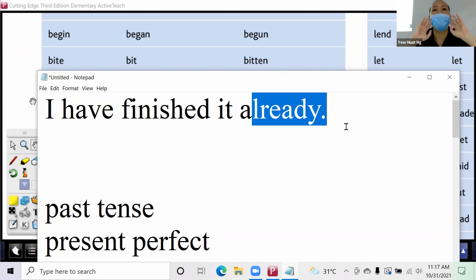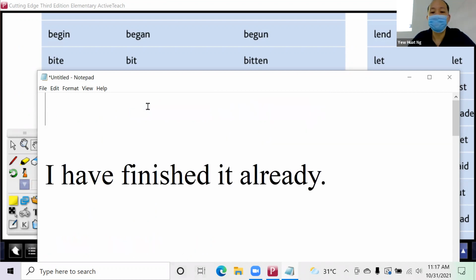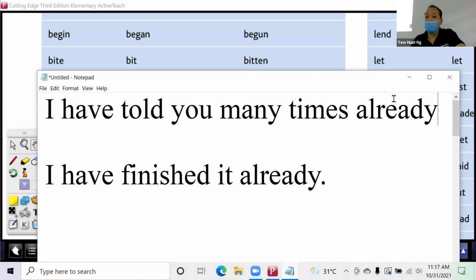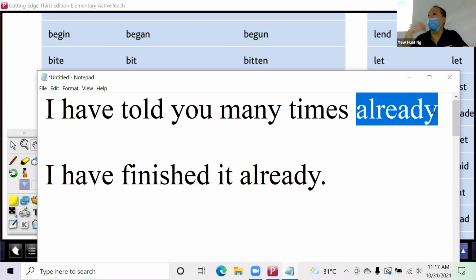Don't ask me anymore. I've told you, for example, I've told you many times. I have told you many times. And I have told you many times already. The meaning is different. I've told you many times, okay, that this is how we do it. I've told you so many times already. So for this one, when I put in this "already", it's more for emphasis.